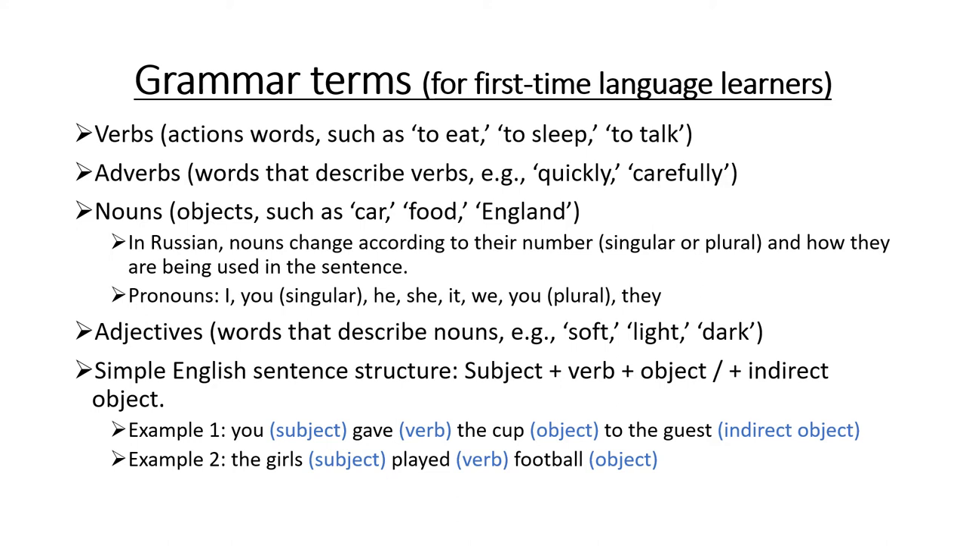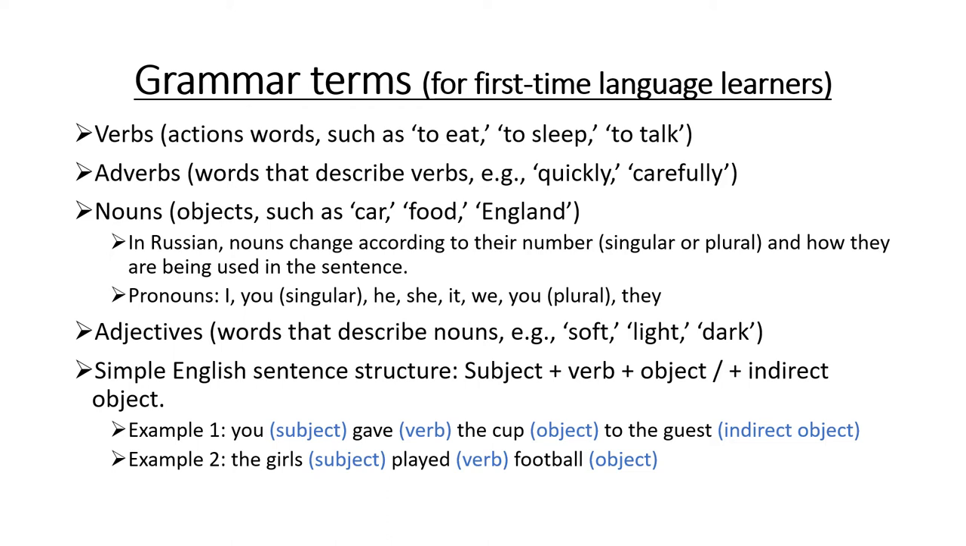Whereas in Russian, again, we'll definitely go into this in greater detail, but all you need to know now is just what these equivalents are in English. So you is the subject, gave is the verb, the cup is the object, and to the guest is an indirect object. So that's if the object is going somewhere else or being done to something else. But you don't really have to have a firm grasp on this at the moment, because it will all become clear the more you practice and the more you learn. So let's move on from here.